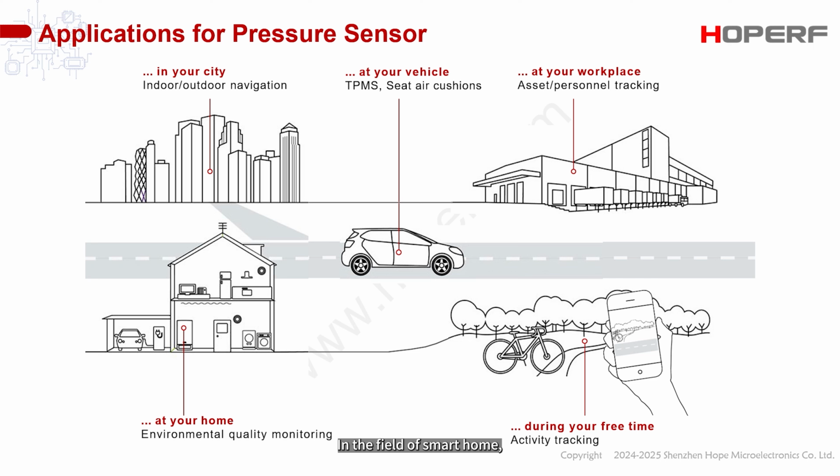In the field of smart home, by using temperature and humidity sensors, pressure sensors, and some gas sensors, we can create and set a more comfortable living environment. In the field of outdoor sports, through sensors, we can monitor the trajectory and distance of the movement, and help us calculate the calories consumed.